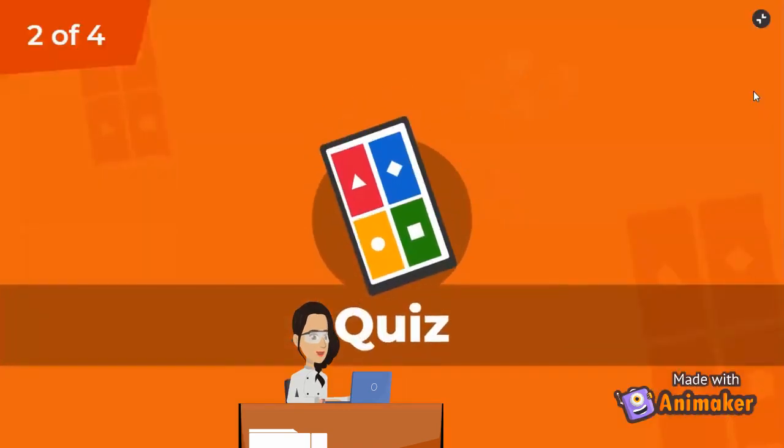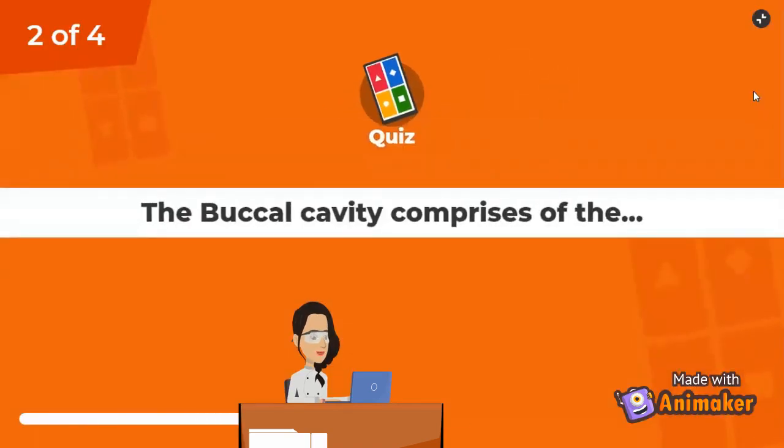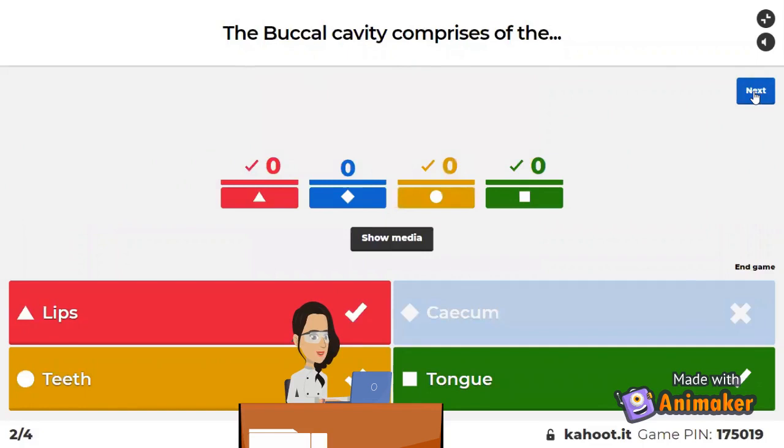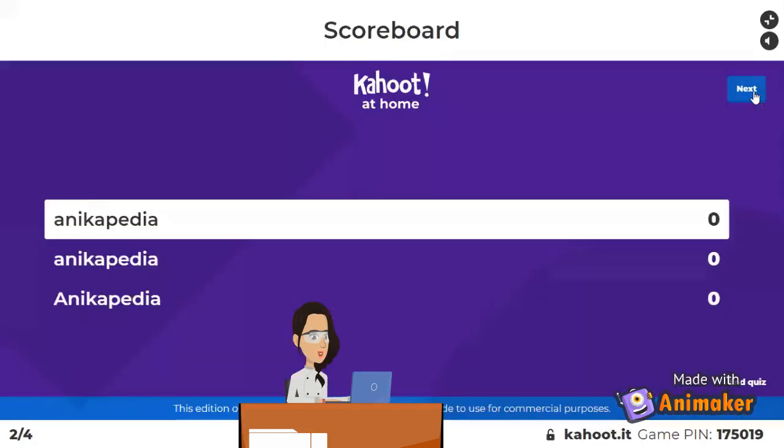Let's go. The buccal cavity comprises of the red lips, blue calcium, yellow teeth, and green tongue. The buccal cavity comprises of... If you said the lips, teeth, and tongue, you are correct. Let's go.